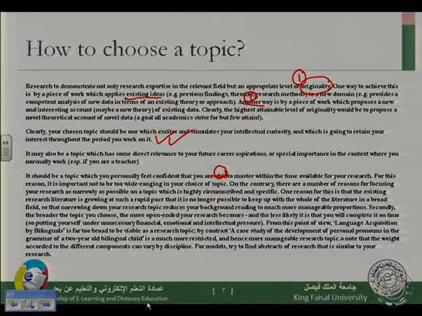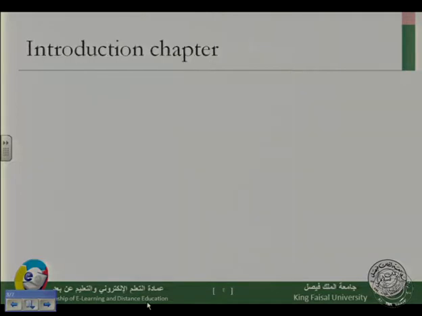For models, we stopped, yes. Note that the weight accorded to the different components can vary by discipline. For models, try to find abstracts of research that is similar to your research, and this is the point that we mentioned last time. Try to find abstracts similar to your research, and this is one guide to choosing a topic. Now let's talk about the introduction chapter.